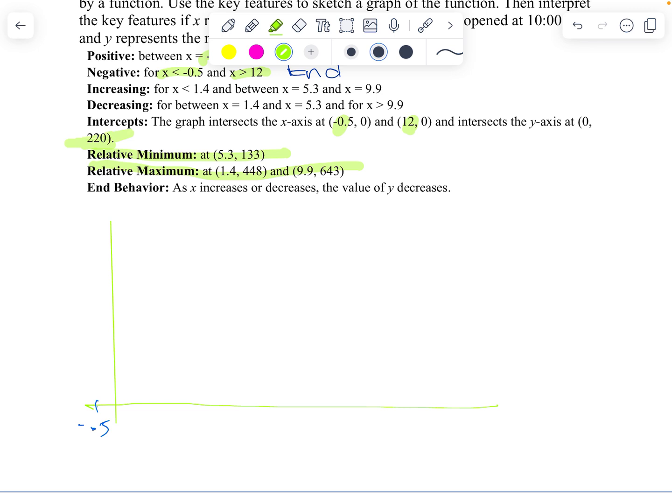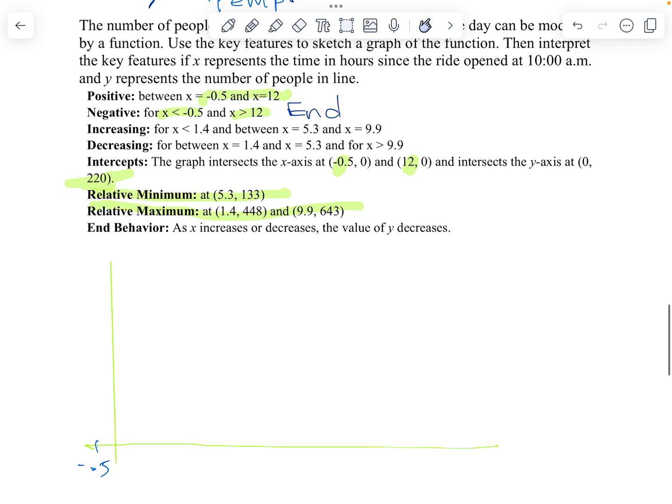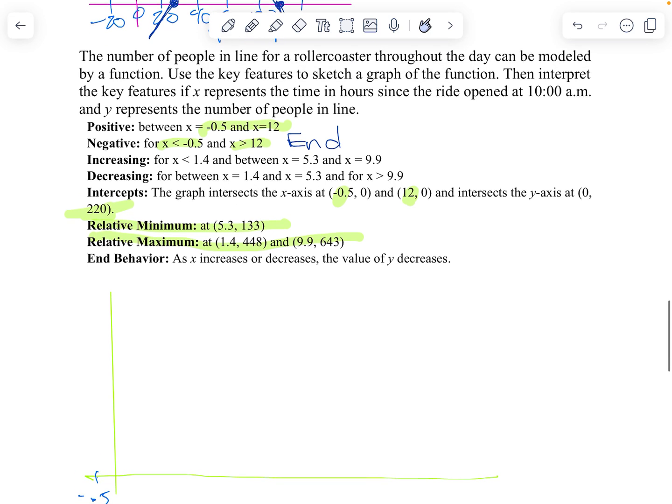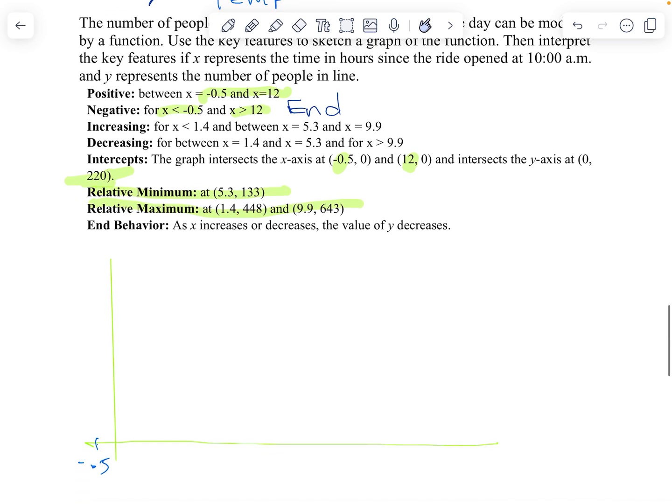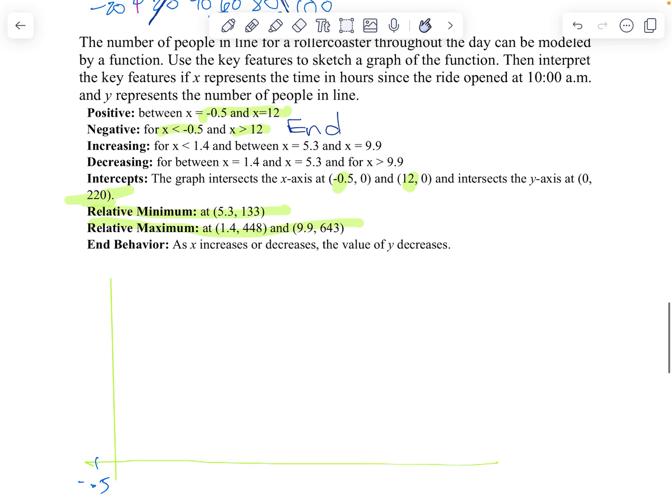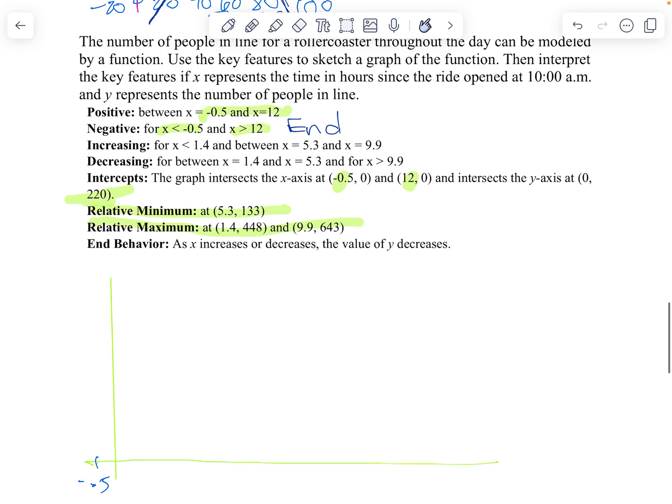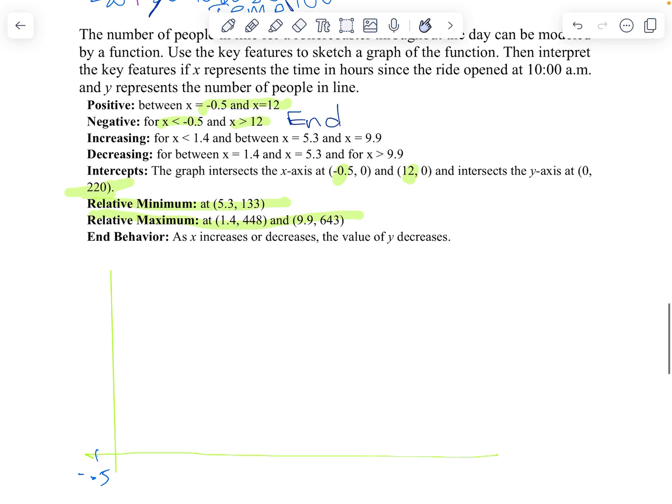And my end behavior: as x increases or decreases, the value of y is going to decrease. So once again, I don't have to worry so much because I know what it has. Now, did I mention anything about a maximum at 448? So I think, maximum 643. Can't read very well, can I? Okay, so let's count by hundreds on my y-axis.